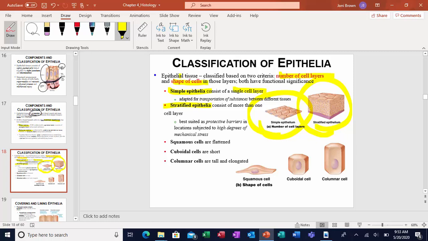The other way to classify it is by the shape of the cells. And there's three main shapes. Squamous, like that one right there, is flat, like a scale. So if we looked at this tissue right here, that is simple squamous epithelium. One layer of flat cells. Cuboidal looks like a cube. And columnar is tall and thin like a column.